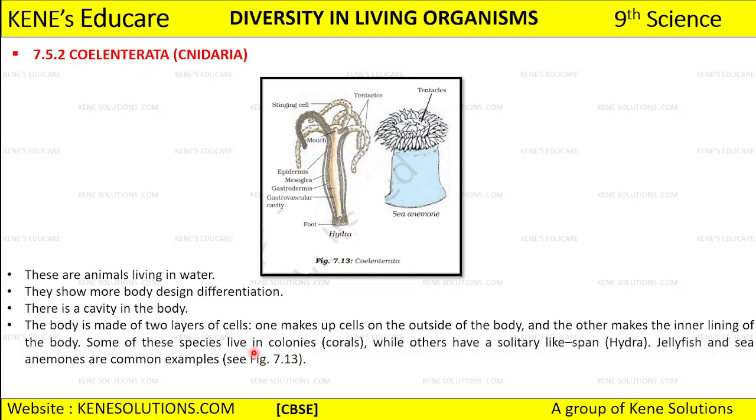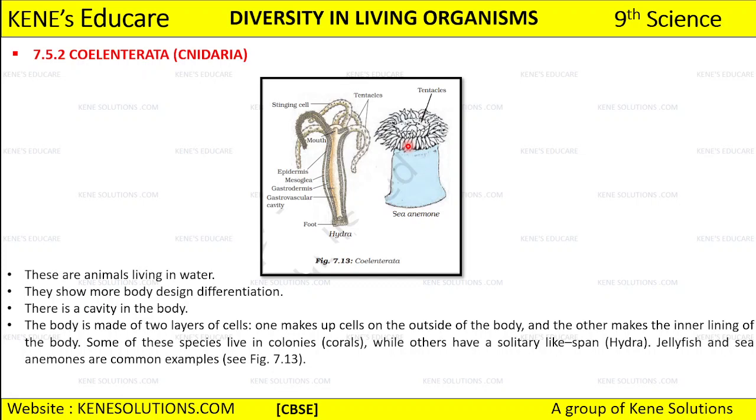And they show more body design differentiation. Can you see the differentiation? This is a sea anemone and this is a hydra. Can you see how their body is differentiated? They have tentacles, here they have their mouth, this is the foot, this is the gastrovascular cavity, and this is the epidermis. If you look at the sea anemone, you can see the tentacles present in the center, right? So these organisms show more body design differentiation, as well as a cavity in the body. If you can see the structure of the hydra, you can see the labeling as gastrovascular cavity.